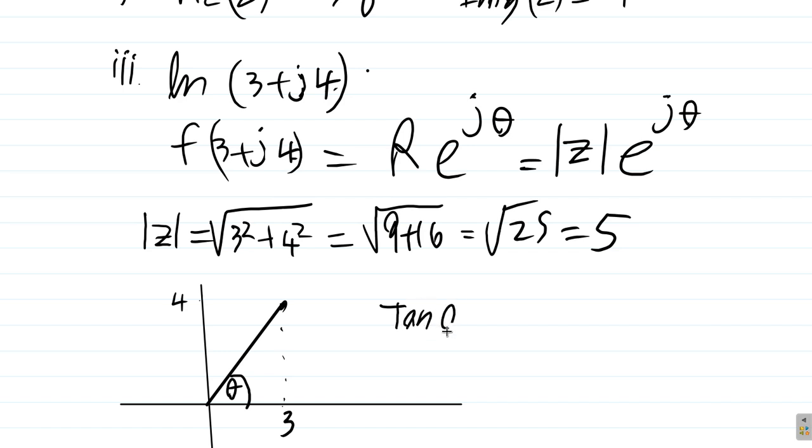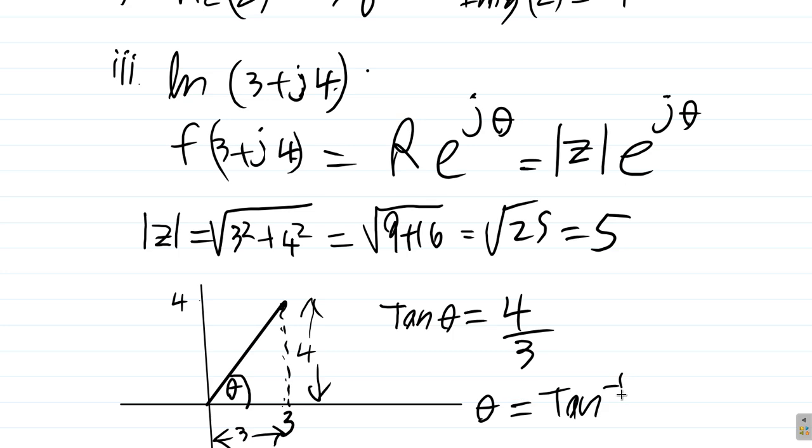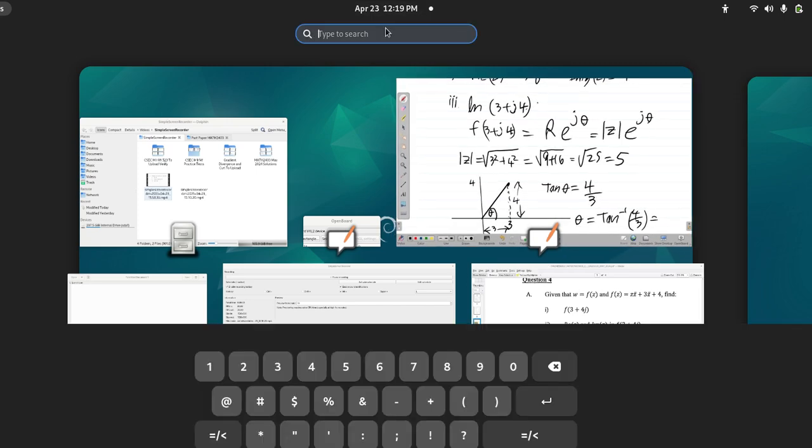Now the tan of theta is the opposite over the adjacent. If you plot this as a triangle, the height is 4, over the adjacent, which is 3. So therefore theta is equal to the tan inverse of 4/3, which is what? Let's see if we can find that.